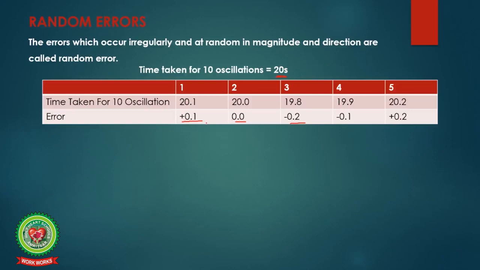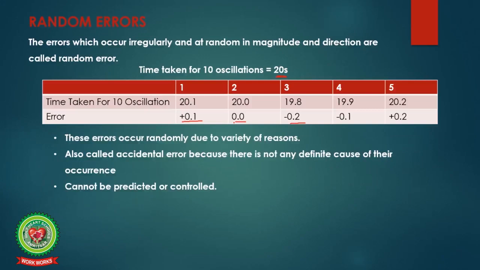So it is random. I can't say every time I got more than 20 seconds or every time I got less than 20 seconds. I got plus, minus, sometimes no error at all. It means that these kinds of errors are called random errors. These errors occur randomly due to a variety of reasons. They are also called accidental errors because there is no definite cause of their occurrence. And the third point about these errors is that they cannot be predicted or controlled.